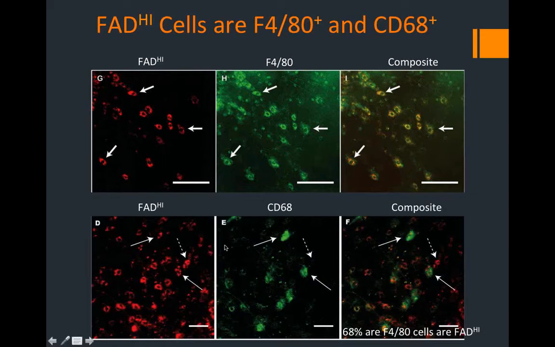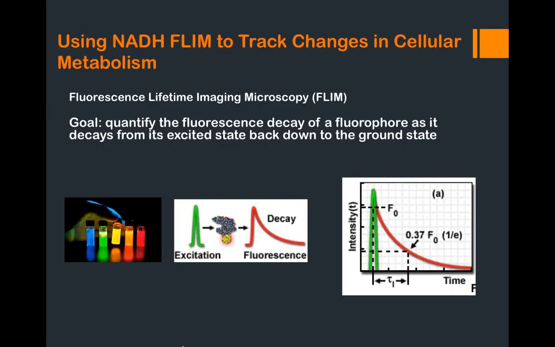This suggests that these FAD high cells are indeed of macrophage origin, and that what we're looking at is specifically macrophage, or at least it suggests that it is. And so another thing that we can do and tease apart with endogenous fluorescence is using a technique referred to as fluorescence lifetime imaging microscopy, of NAD or NADH itself.